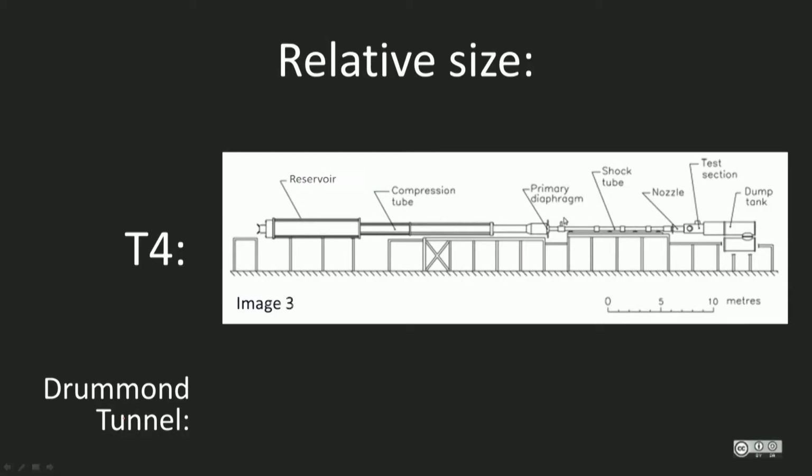So here we have T4, and in comparison, the Drummond Tunnel. T4 is much longer, and that means there's more test gas, which gives us more test time. It is also much larger diameter, so we can test larger models. And finally, as we will see, it uses a free piston driver to shock process its test gas, and this permits much more powerful test flows.